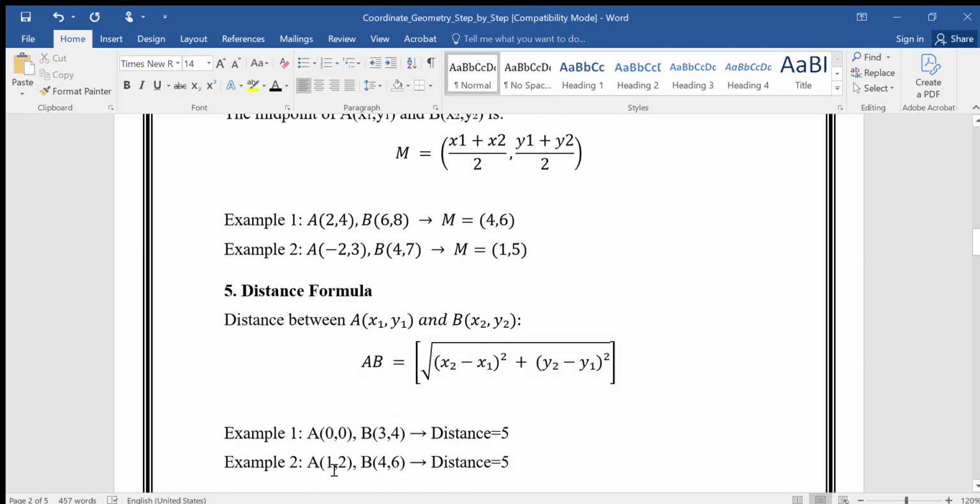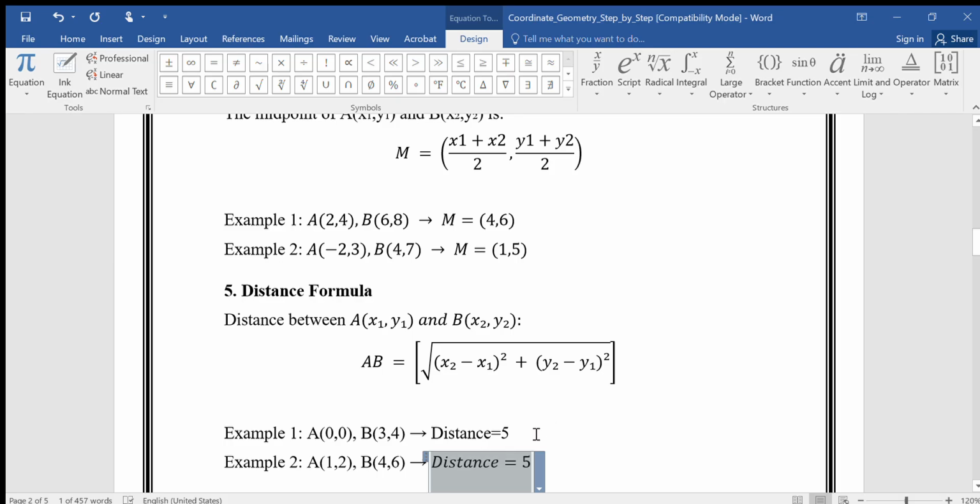x1 is 1, y1 is 2, x2 is 4, y2 is 6. 4 minus 1 equals 3, 3 squared is 9. 6 minus 2 is 4, 4 squared is 16. 16 plus 9 is 25. Again, according to the distance formula, the distance is equal to 5.